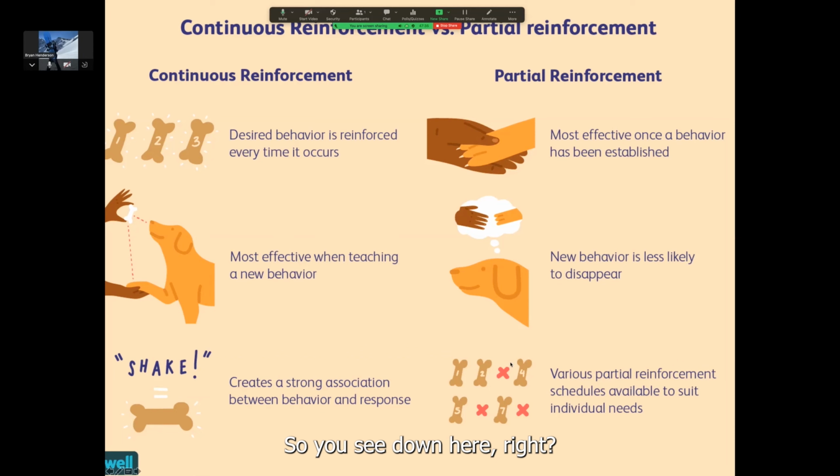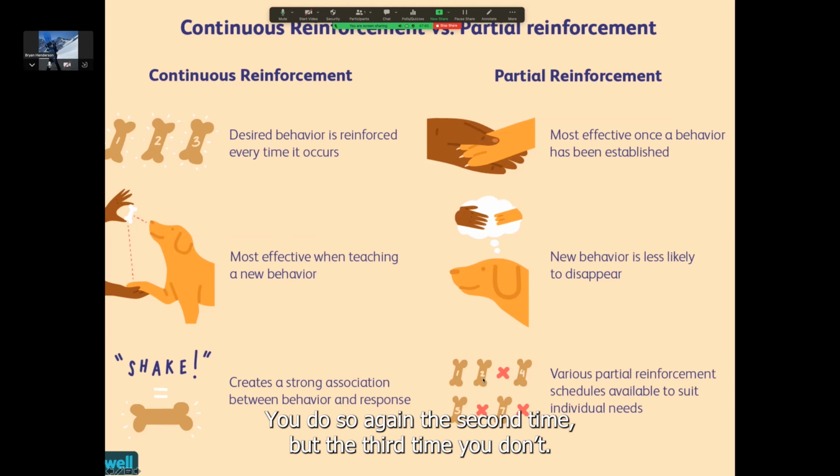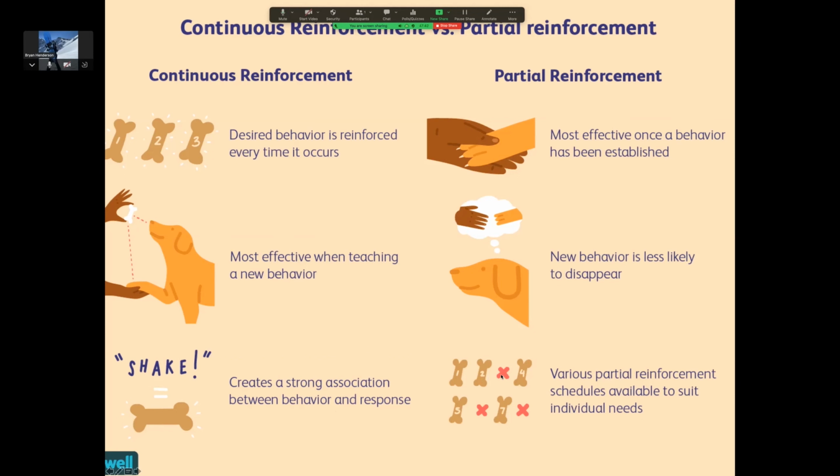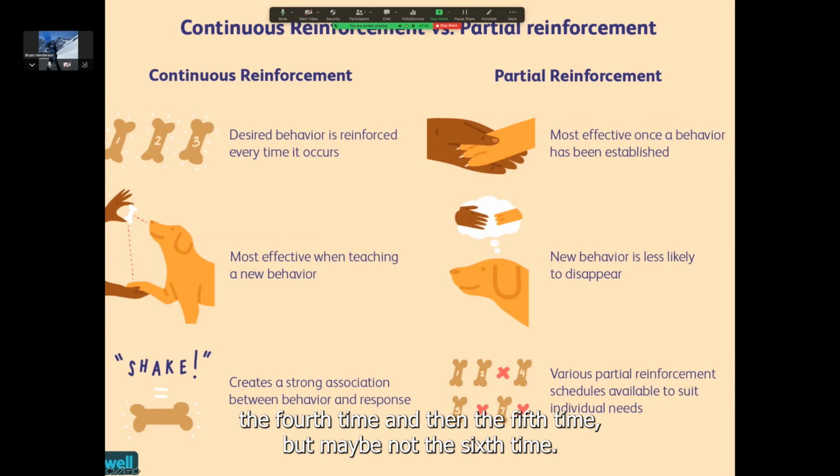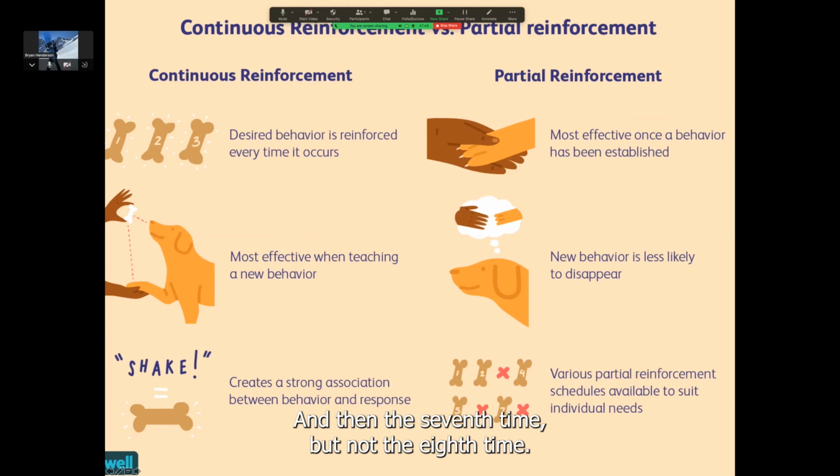So you see down here, right? You give it a treat the first time it does it. You do so again the second time, but the third time you don't. But then you say shake again, and if it puts its paw up, you give it the fourth time, and then the fifth time, but maybe not the sixth time, and then the seventh time, but not the eighth time.